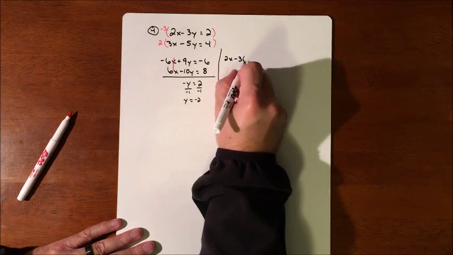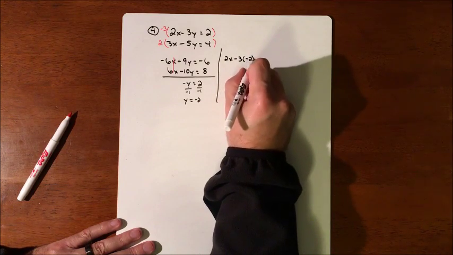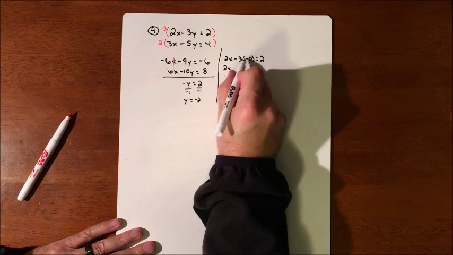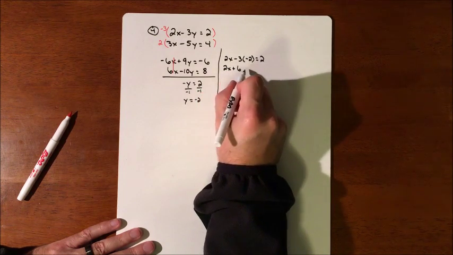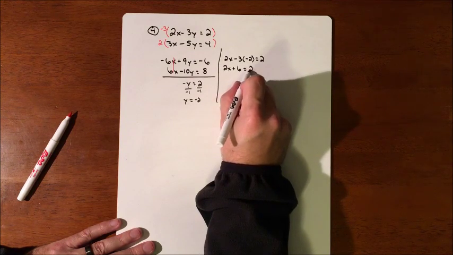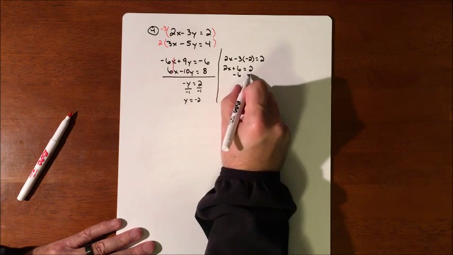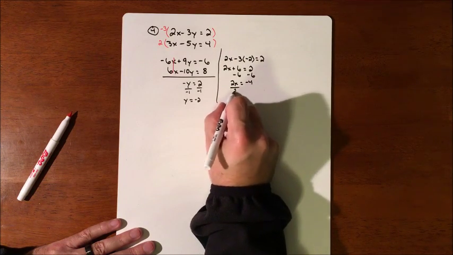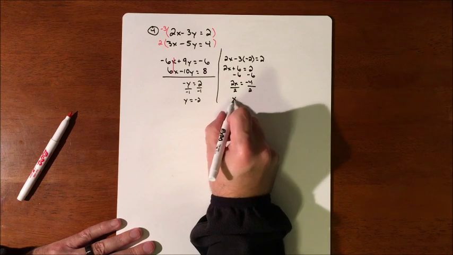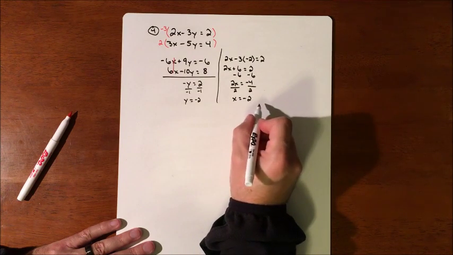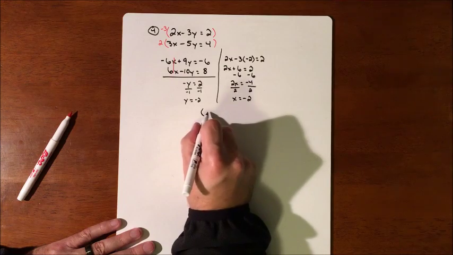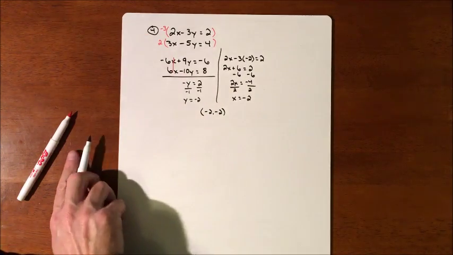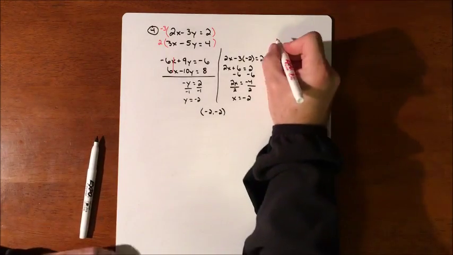2x minus 3 times our y value of negative 2 needs to equal 2. So negative 3 and negative 2 becomes a positive 6 when you multiply them together. And we will look to solve this. Subtract 6. 2x equals negative 4. Divide by 2. x equals negative 2. So we believe our solution to be negative 2, negative 2. So let's check to verify that it works. So our check.